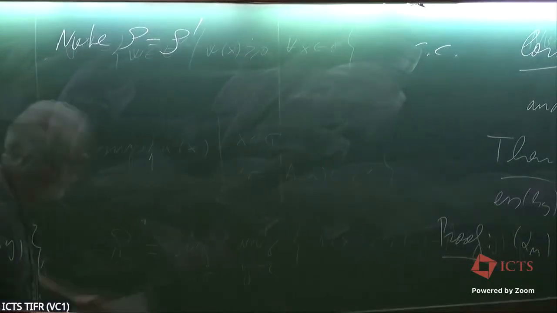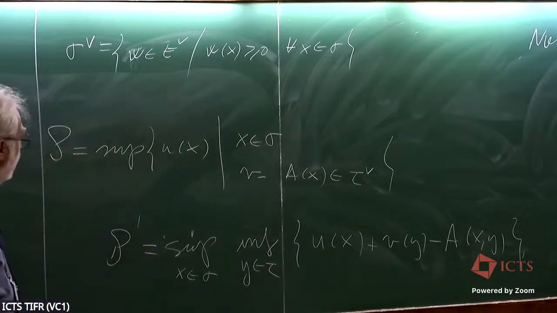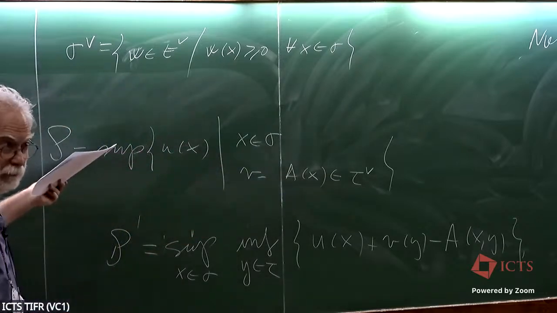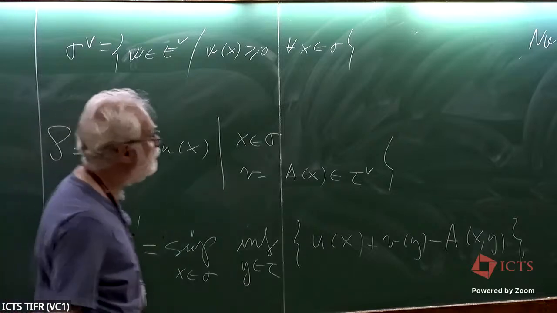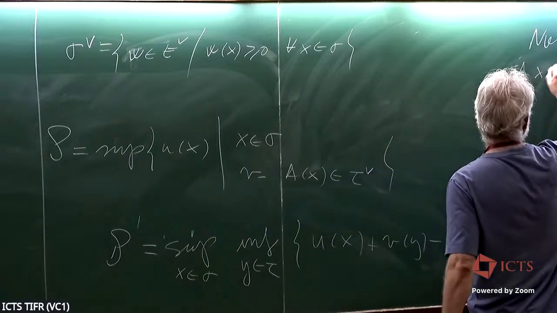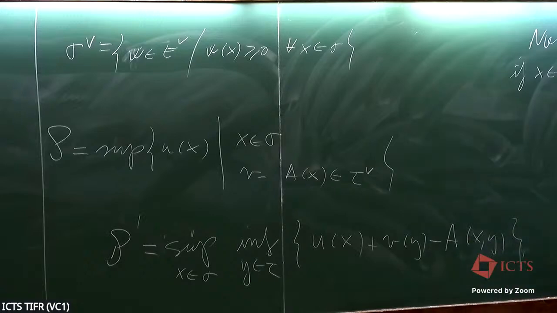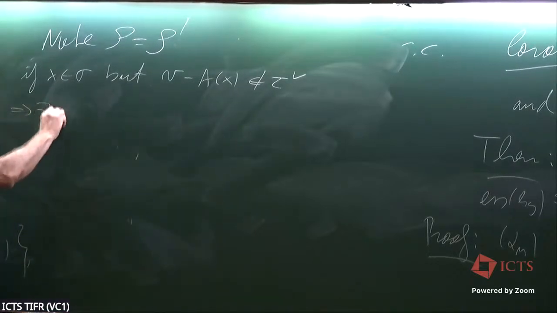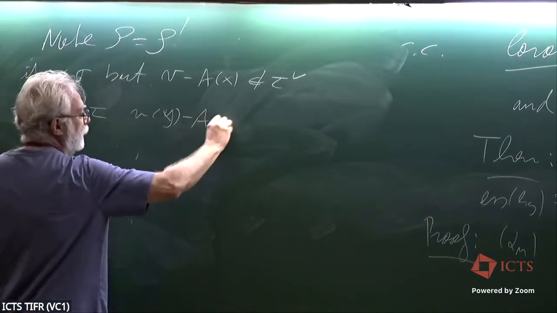Okay. Why so? Because here I am just taking the supremum for all X in sigma, and then the infimum for all Y in tau. Here I was taking the supremum for all X in sigma that satisfies this condition and a different function. So in principle, they look a little bit unrelated. But if you look closely, if I start with a point X in sigma, but B minus AX is not in tau dual, this means that there exists a Y inside tau such that B of Y minus A of XY is negative.